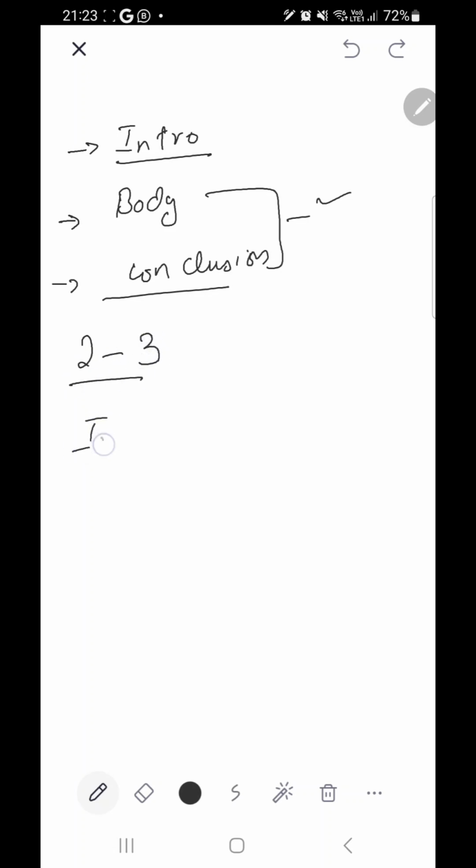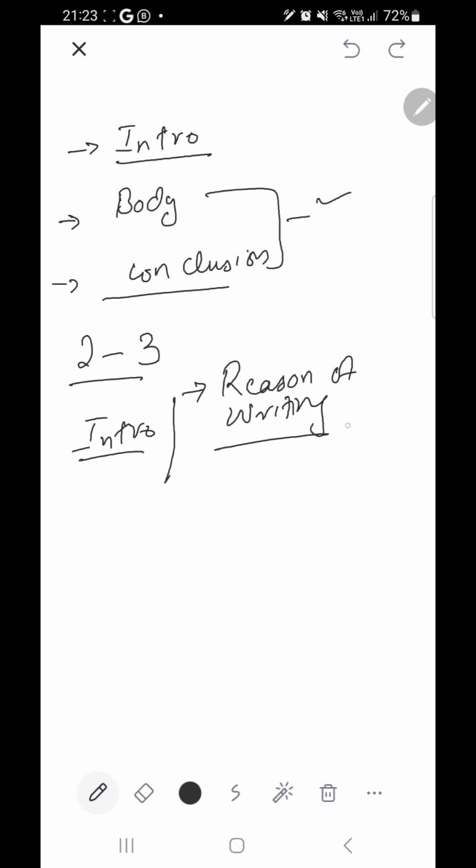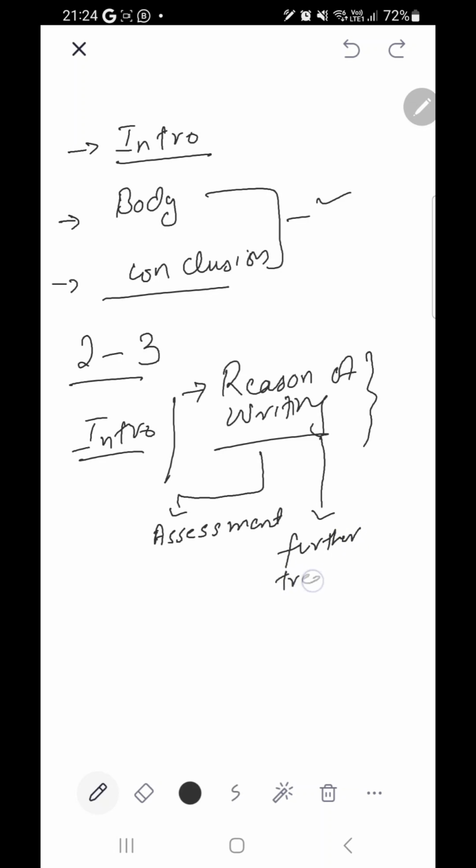First of all, in the introduction, as we discussed in the previous lectures, we just discuss the reason for writing. Why are you writing this letter? Clearly, you have to mention it, if it's a referral letter, for some assessment and further line of action, such as further investigation, treatment, and so on.